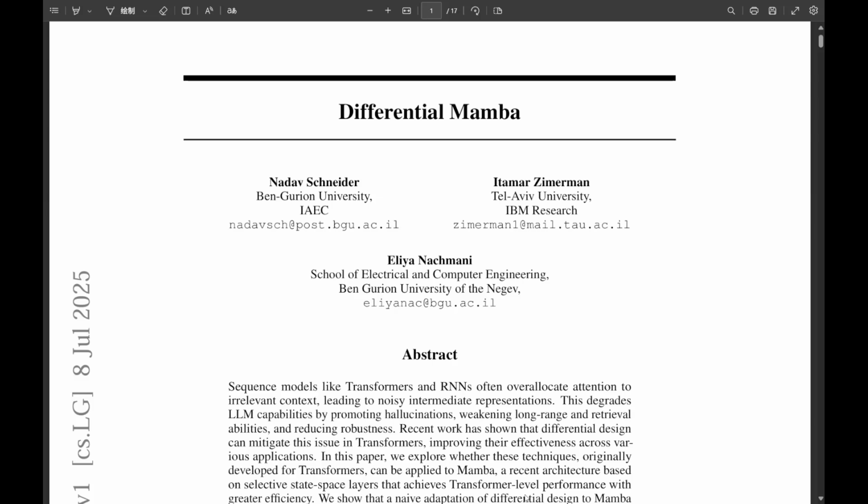Then you test retrieval. Can it find info in super long text? You use the BABILong benchmark and Diff Mamba crushes it. Seriously. Original Mamba starts to fade as the text gets longer, its performance drops. But Diff Mamba holds strong. Way better scores, especially in zero-shot tests.